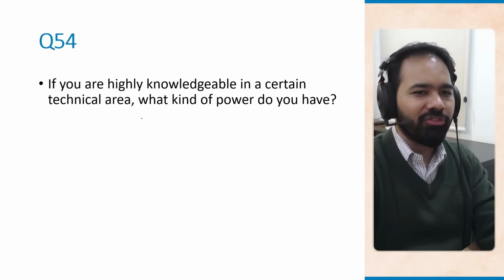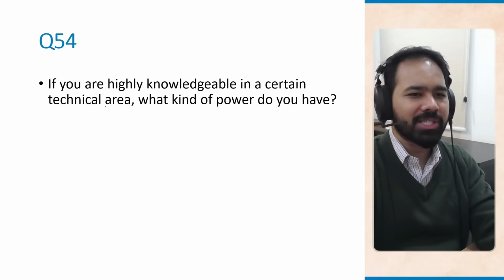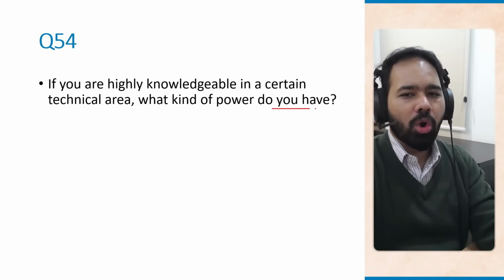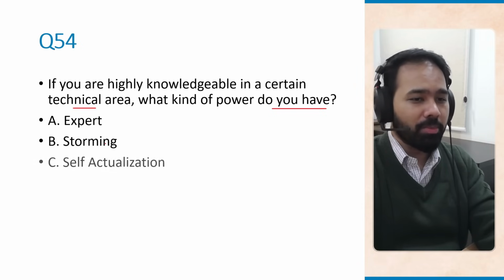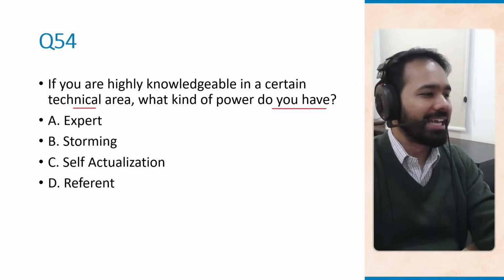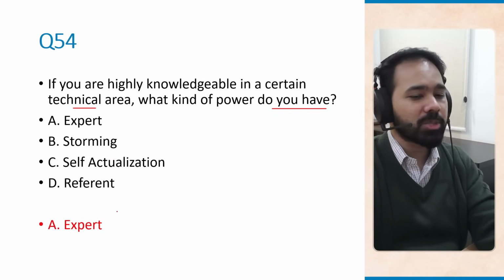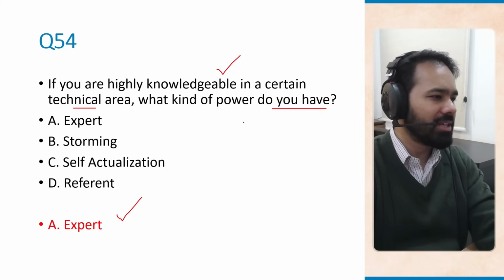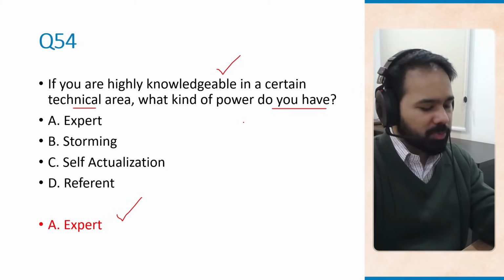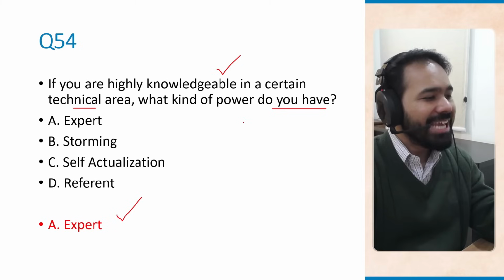Question 54. If you are highly knowledgeable in a certain technical area, what kind of power do you have? Do you have expert power, storming, self actualization, or referent? The correct answer is expert power, because you are an expert in some technical area, right? So expert power comes from deep knowledge, skills, or experience in a specific domain.